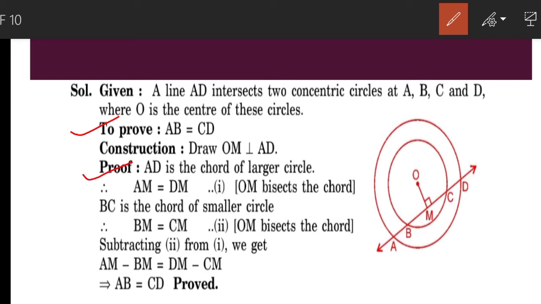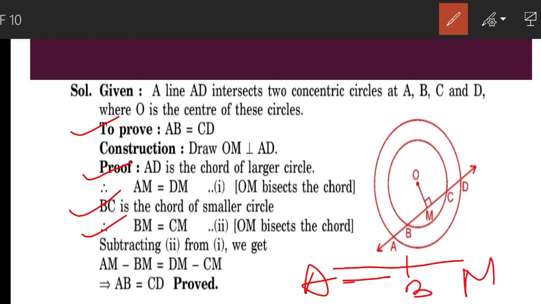Again, if we see the smaller circle, BC is the chord for the smaller circle and OM is a line drawn from the center. So it is not only perpendicular but also it divides the chord into equal halves. So OM bisects the chord, BM is equal to CM. Now equation 2 will be subtracted from 1. So AM, this big line AM, minus BM will be left with AB, and the line MD subtracted from CM will be left with CD.